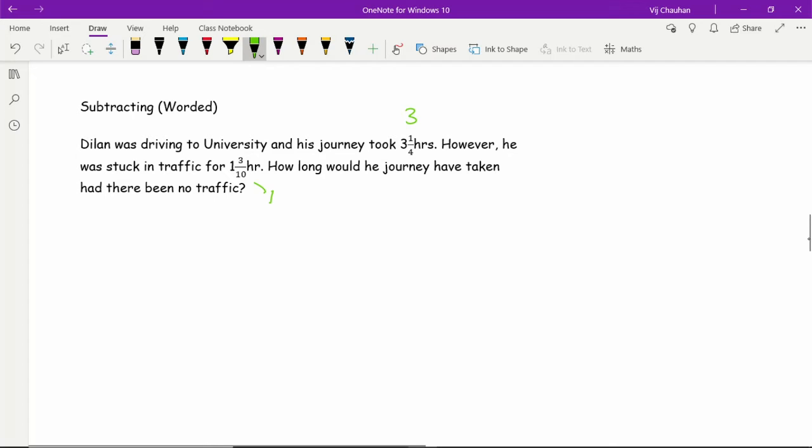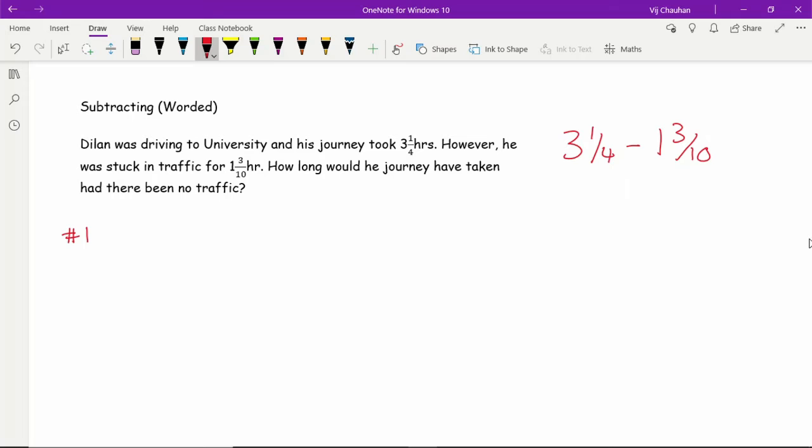So for this particular question, what it's asking me to do is 3¼ minus 1 3/10. So that's basically what the question is asking me to do. So again, let's get rid of the 3 and 1 so you're not getting confused. First things first, we notice that our denominators aren't the same, so let's convert them.